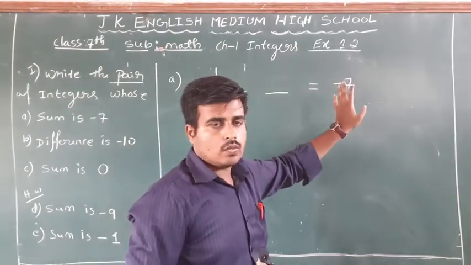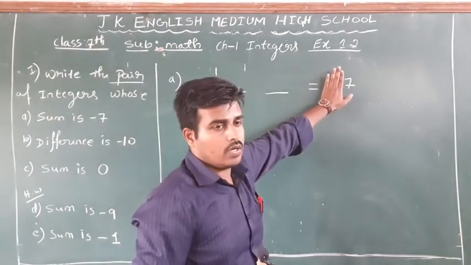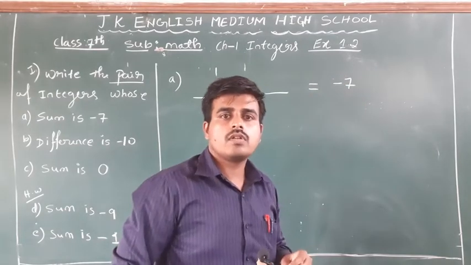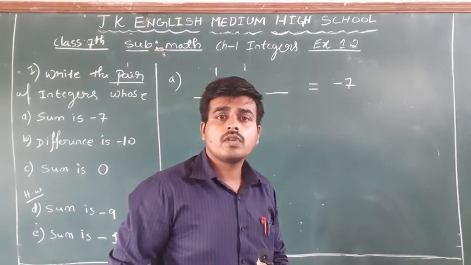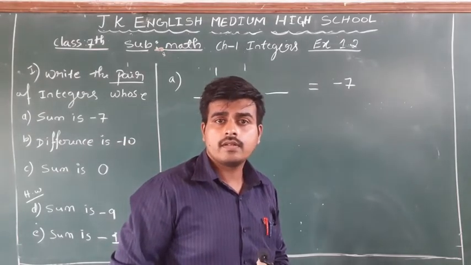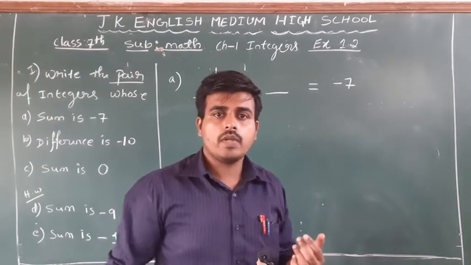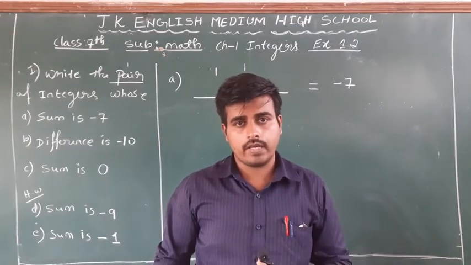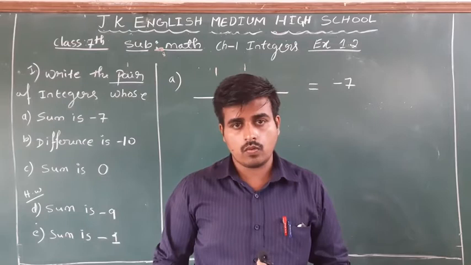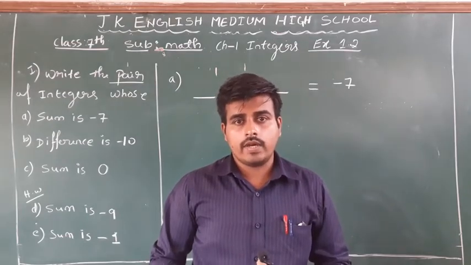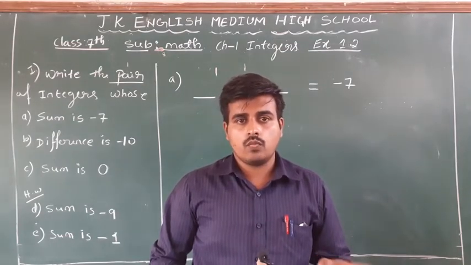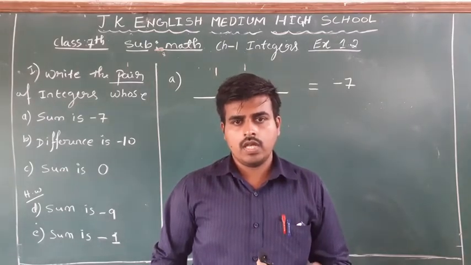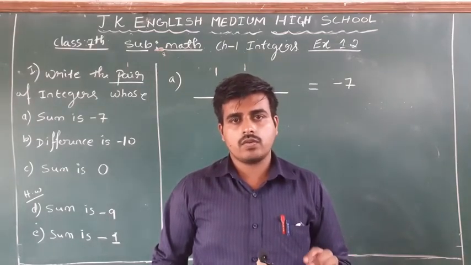Now first, don't look at this sign, just look at the number. How much is it? 7. By adding which 2 numbers will you get 7? There are many combinations. You can add 1 plus 6, you will get 7. You can add 2 plus 5. You can add 3 plus 4. Likewise, there are 3 combinations: 1 and 6, 2 and 5, 3 and 4. Among these 3 combinations, you can choose any one.